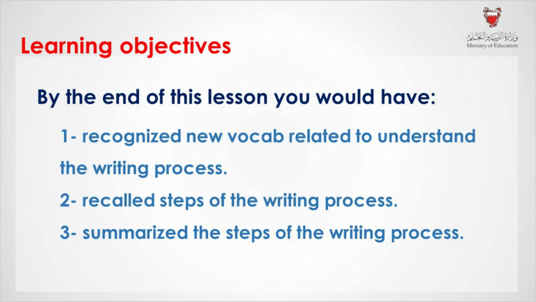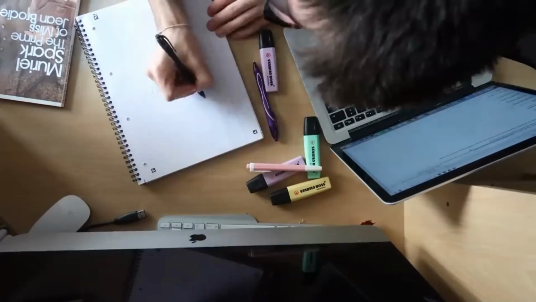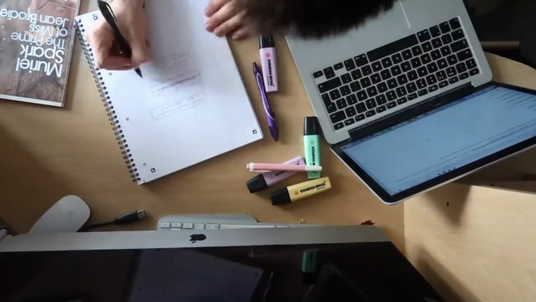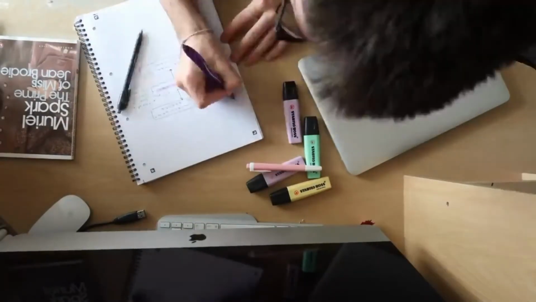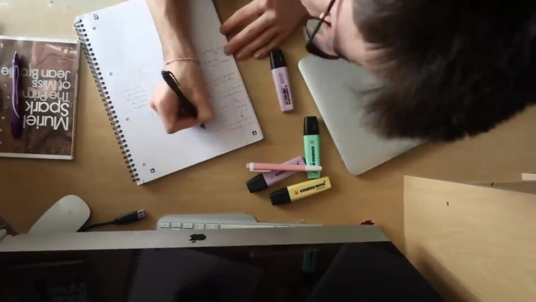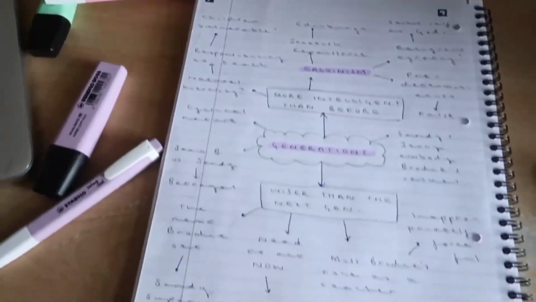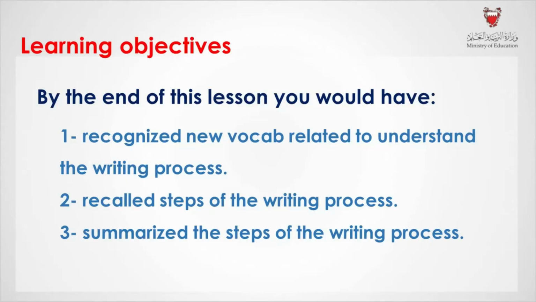Let's start. Learning objectives. By the end of this lesson you would have recognized new vocabulary related to understanding the writing process, recalled steps of the writing process, summarized the steps of the writing process.